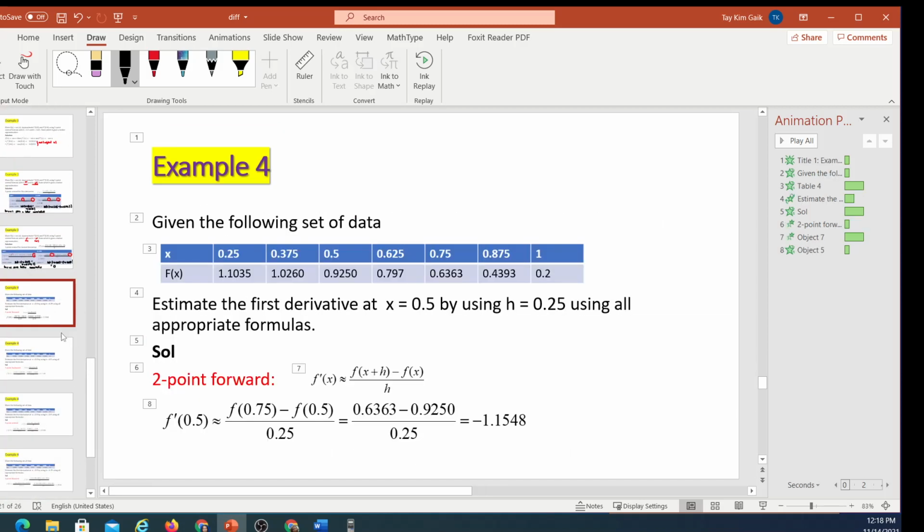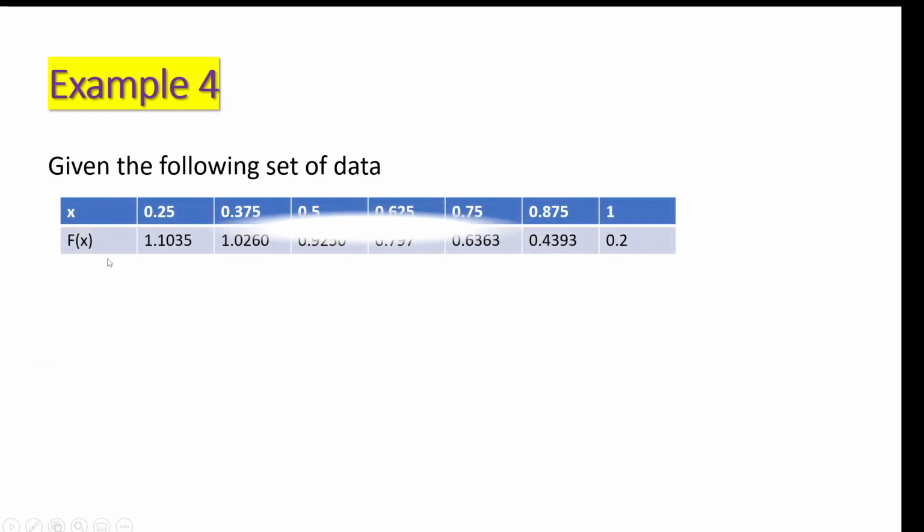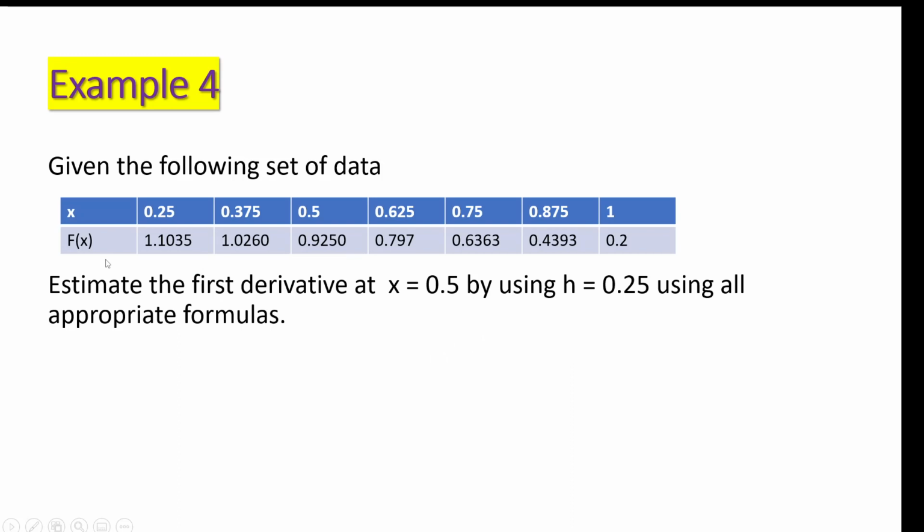Any question before we proceed to example 4? Clear, doctor? Okay, example 4: estimate the first derivative at x equal to 0.5, using h equal to 0.25, using all appropriate formulas.